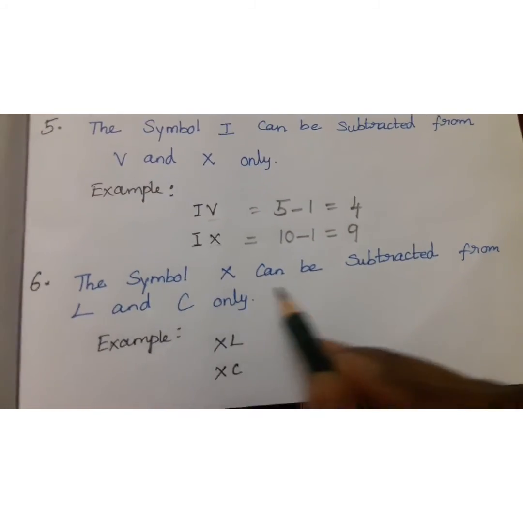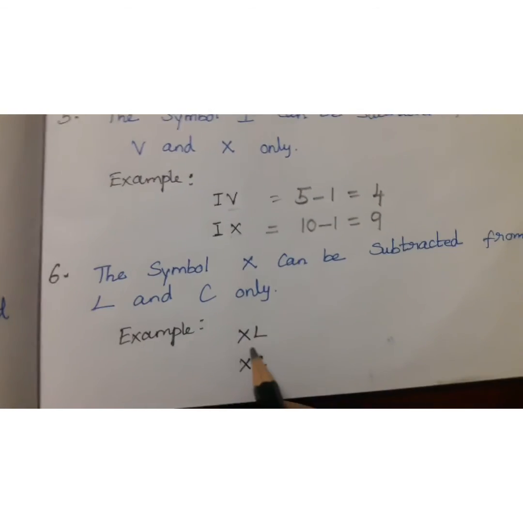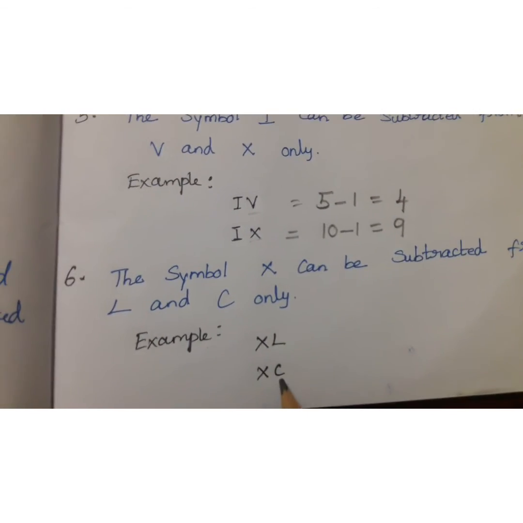Rule number 6: The symbol X can be subtracted from L and C only. X can be subtracted from L and C only.